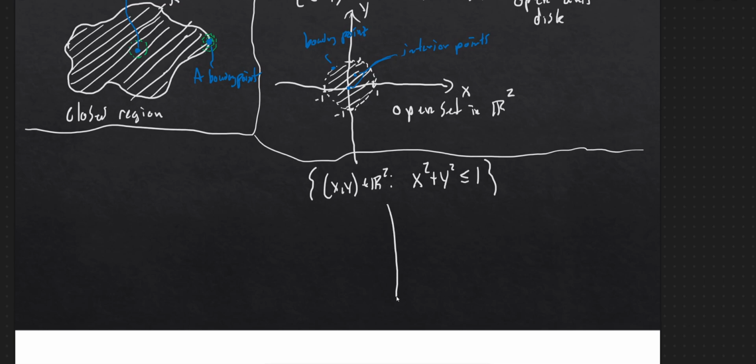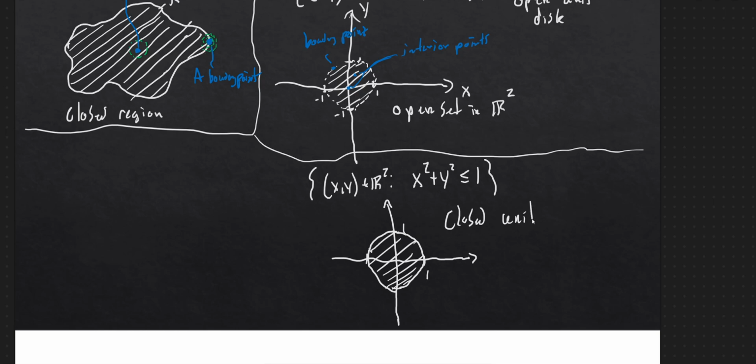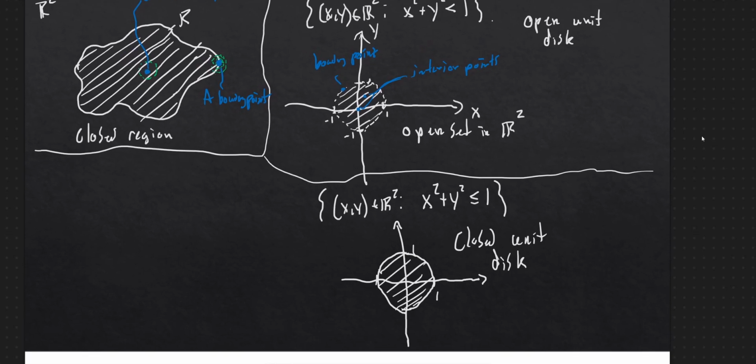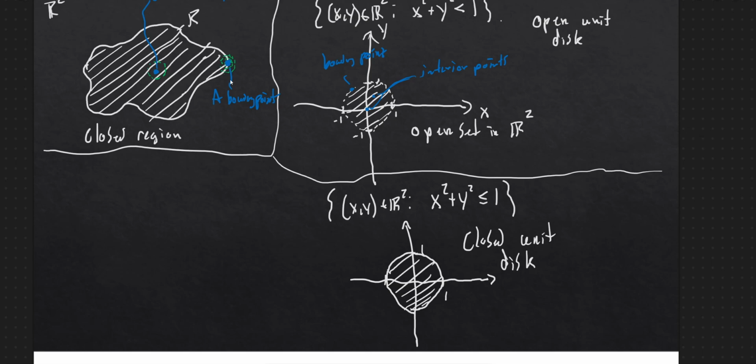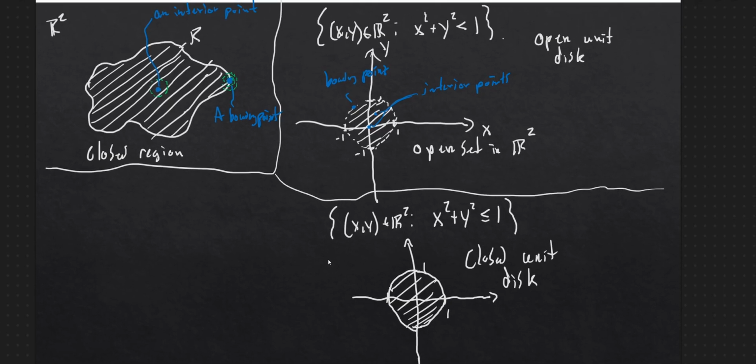If I do x squared plus y squared less than or equal to 1, now I'm including that set of boundary points. So my set looks something like this. Now it's a solid line on the outside, and I have all of these interior points as well. This would be closed because now it contains all of its boundary points. So this is what's called a closed unit disk. I think this is really what we need to talk about limits now. So I think I'll end this here.